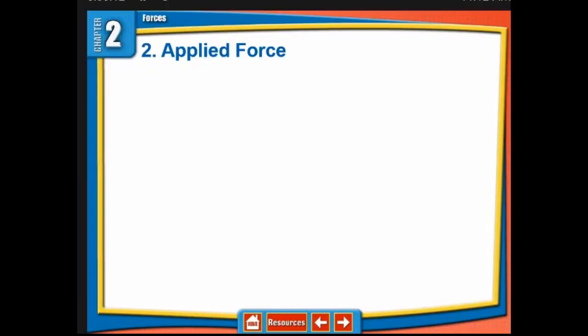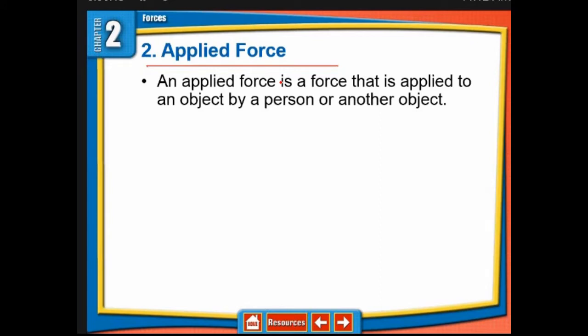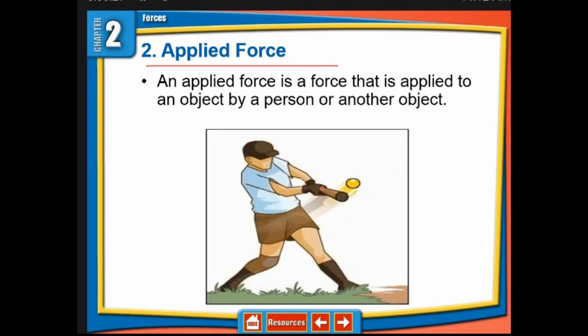The second force, or second type of force, is applied force. Applied force is a force that is applied to an object by a person or another object. So let's have this example here. This man has applied a certain force to this ball. Another example: if this is a box and this is you, if you are pushing the box, you applied a certain force to that box.